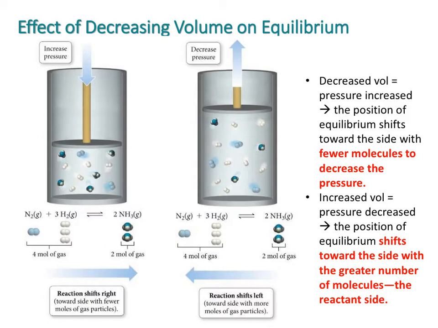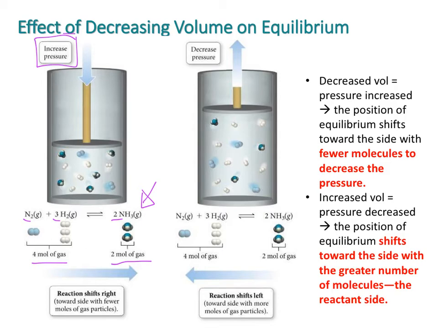Let's say you have this particular reaction. We have N2 reacting with hydrogen to give ammonia. On the reactant side, we have 4 moles of gas. On the product side, we have 2 moles of gas. We're getting that from the stoichiometric coefficients, so we're just adding those coefficients up. Let's say you increase the pressure. What is going to happen to the reaction? We are going to shift to the side with fewer moles.